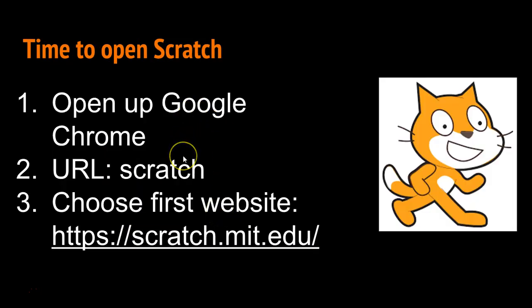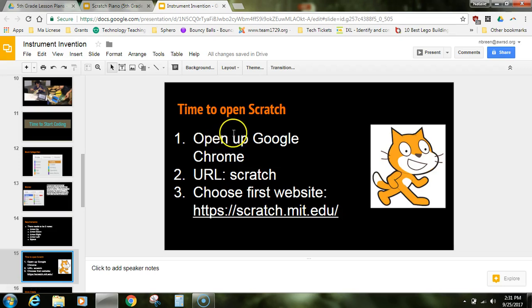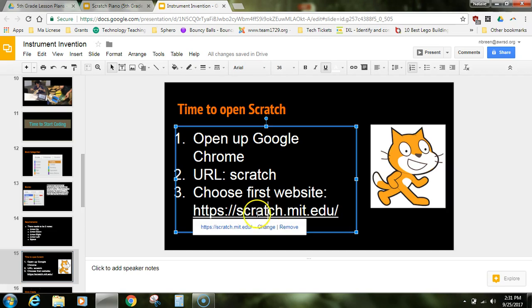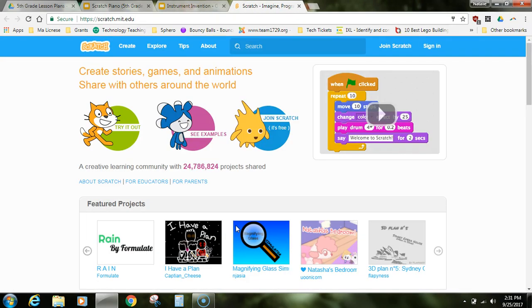Now, time to open Scratch. We're going to use Google Chrome for this, and in the URL bar we're going to type in the word Scratch. We're going to find the first website, and in this case it's going to be scratch.mit.edu. And it's going to look something like this.